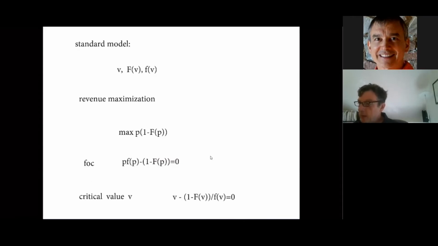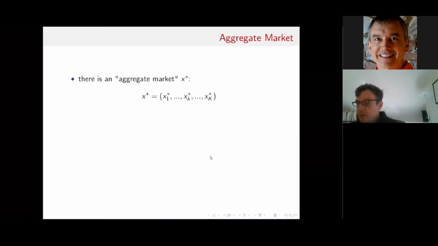Excellent. So we have a well-defined model, and we can therefore now start with the analysis. What we're starting out with is that we're saying we have an aggregate market. Let's call that X star. So this is the specific market that the firm is facing. The firm knows that in the aggregate, the relative proportions of valuations V1 to V capital K are given by X1 star up to X capital K star.